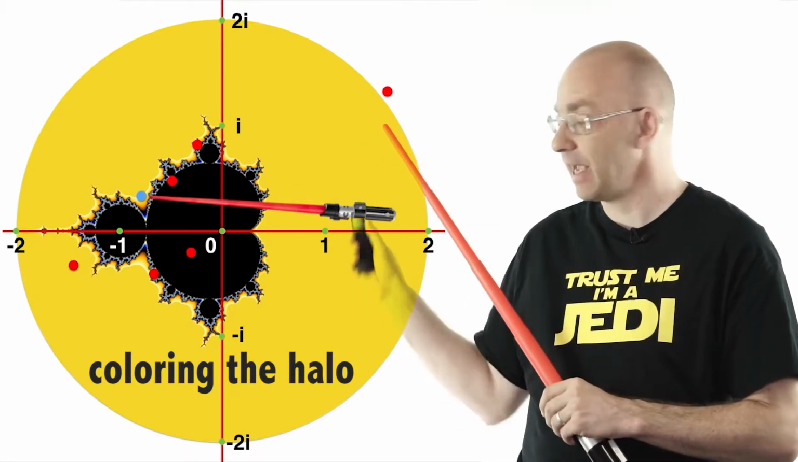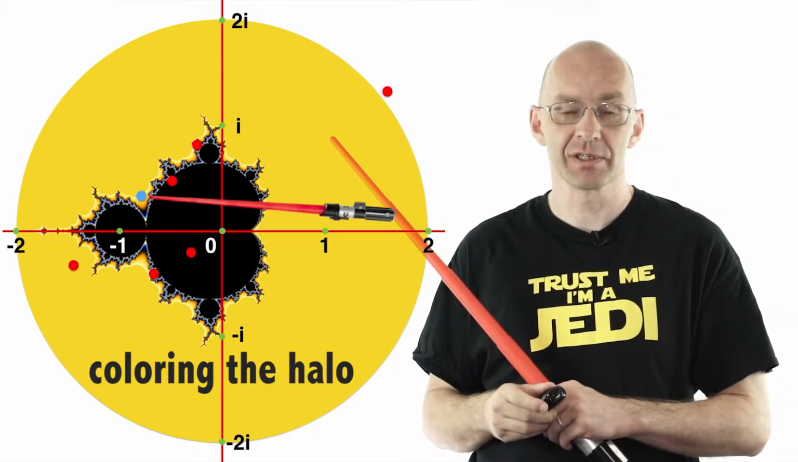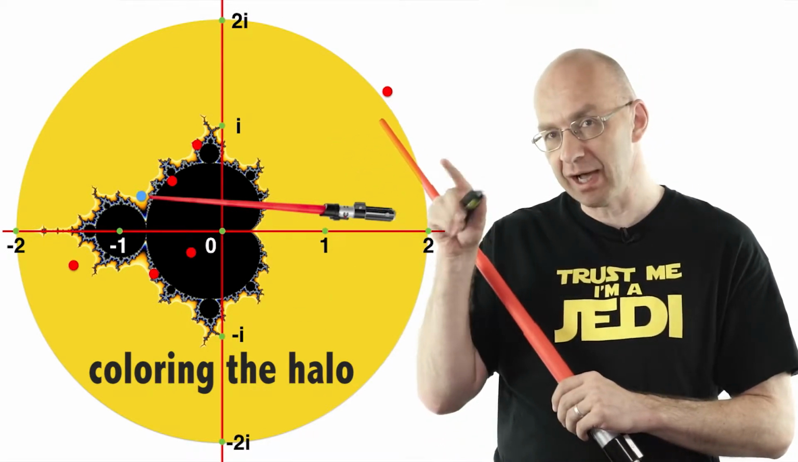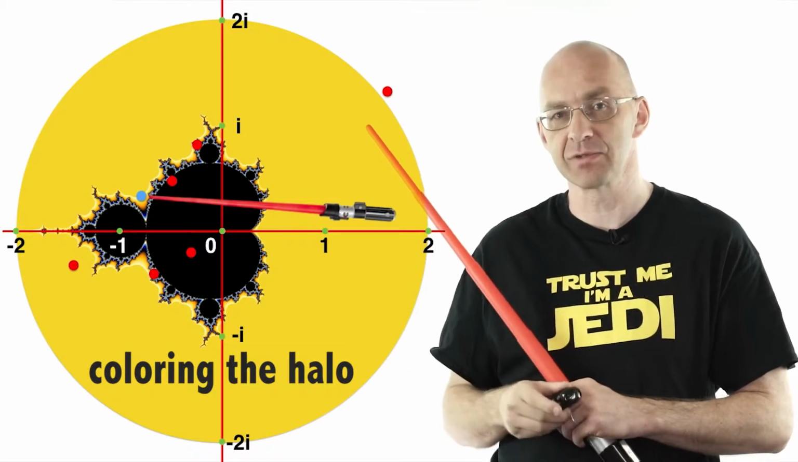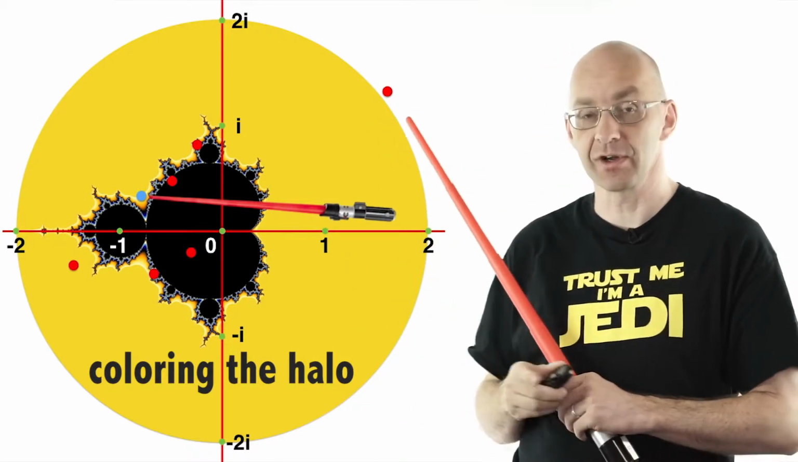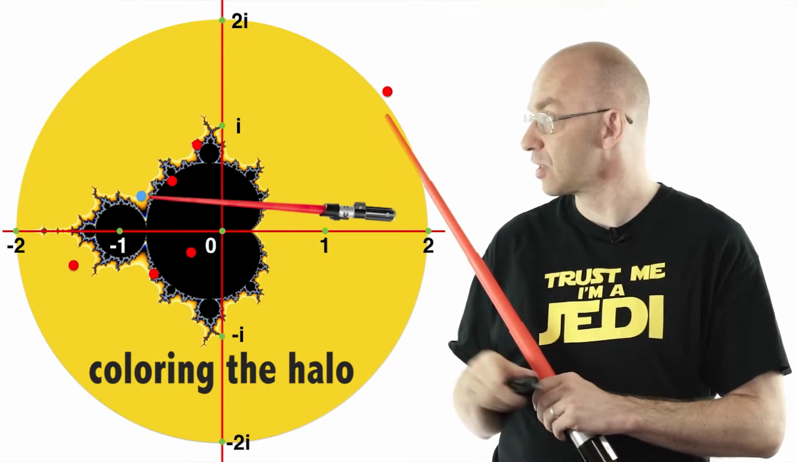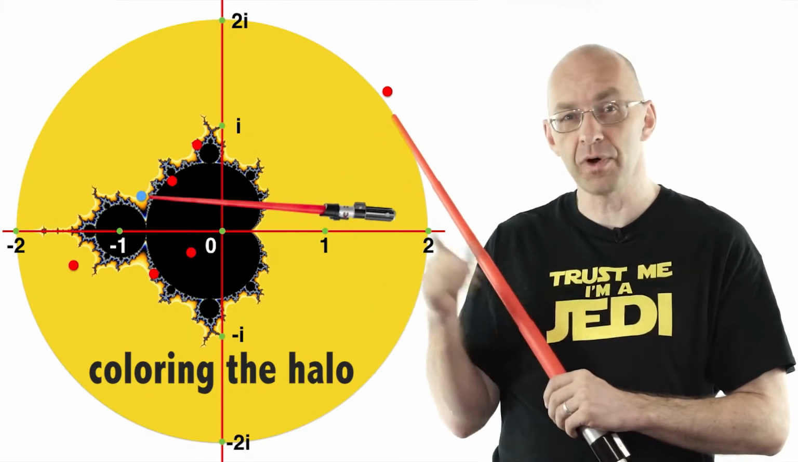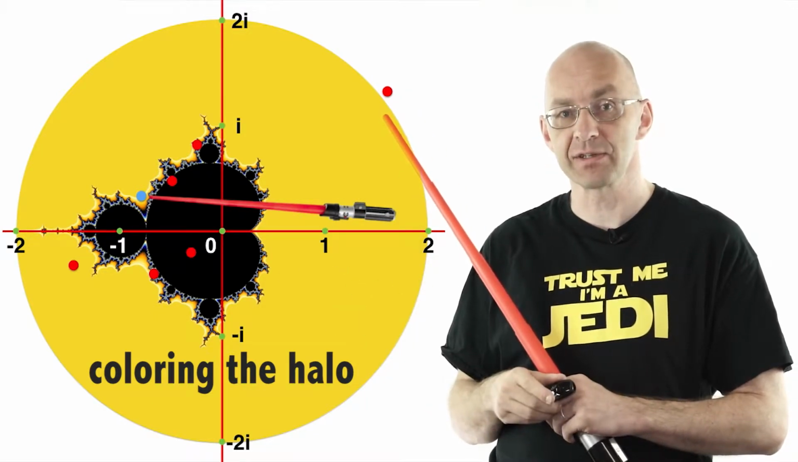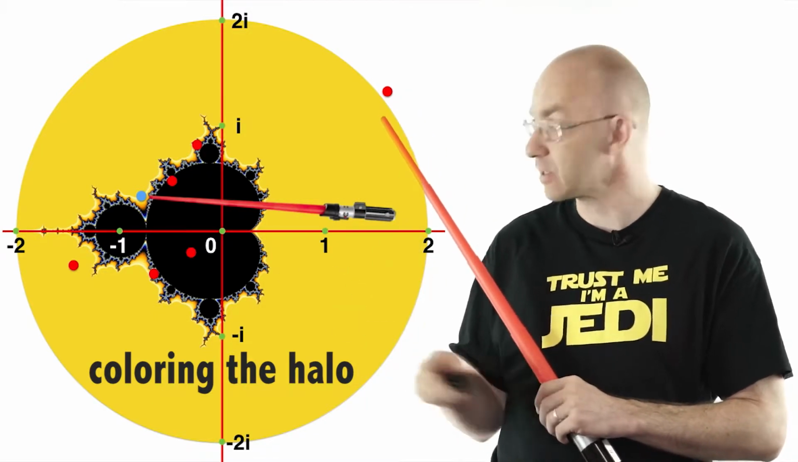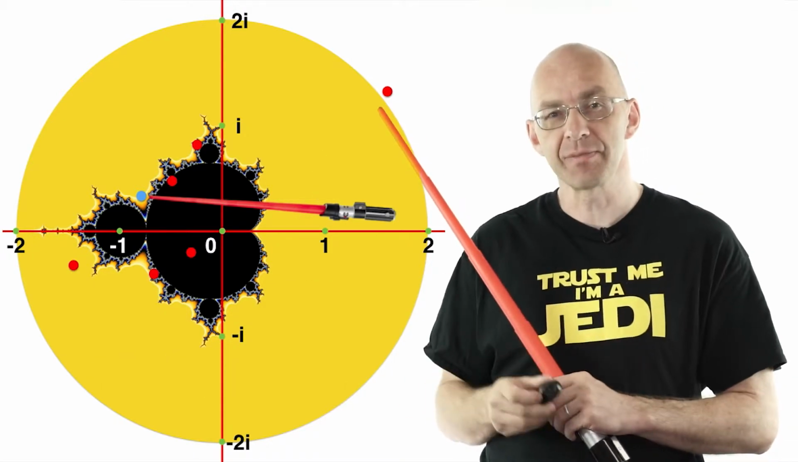So to actually get this halo that you see in all the Mandelbrot pictures, what we do is we color the outside points according to how many steps it takes them to get outside the yellow circle here. Okay, so this was, for example, 7. So all points whose sequences take 7 steps to get outside get colored with the same color, and that's how you get the halo.